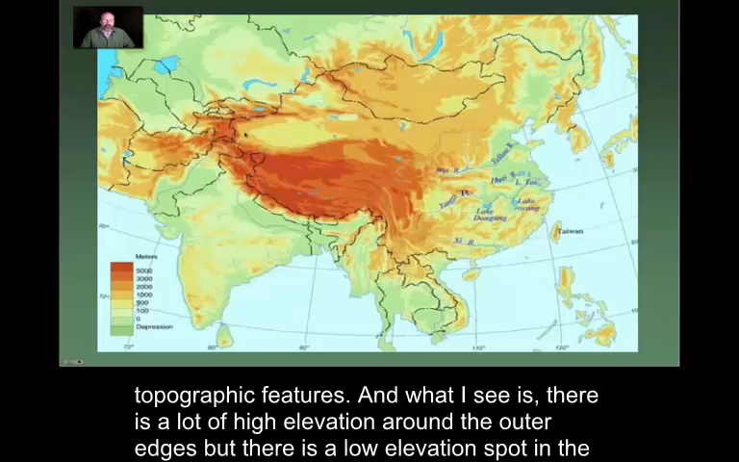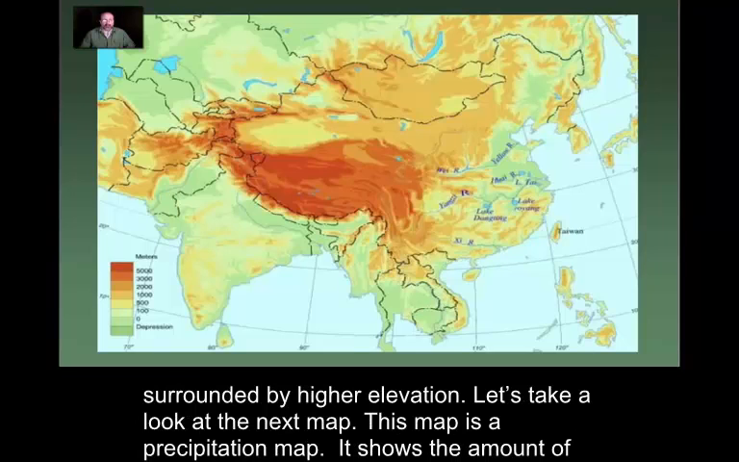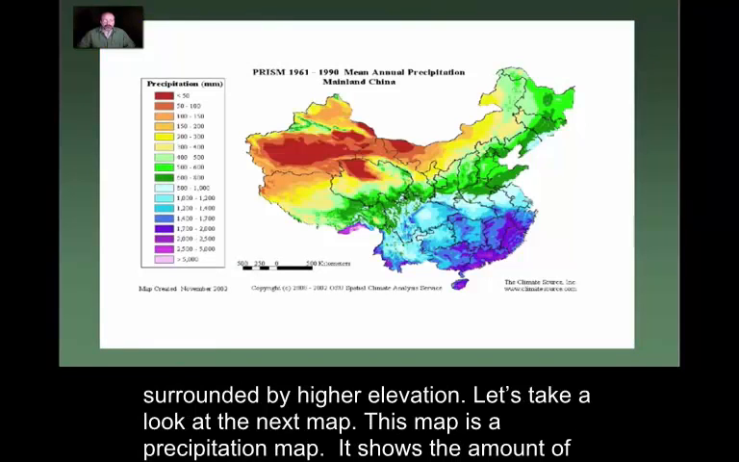And again, I would look at this map and I would say it probably has something to do with the topographic features. And what I see is that there's a lot of high elevation around the outer edges, but there's a low elevation spot in the middle of that area that's between the Donghuang and Kashgar cities. So that might suggest that it's a lower elevation surrounded by higher elevation. Let's take a look at the next map.